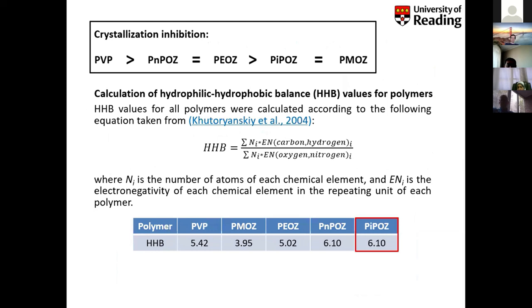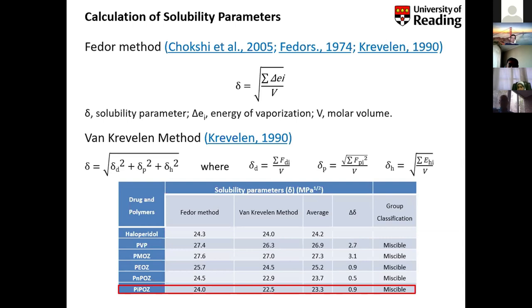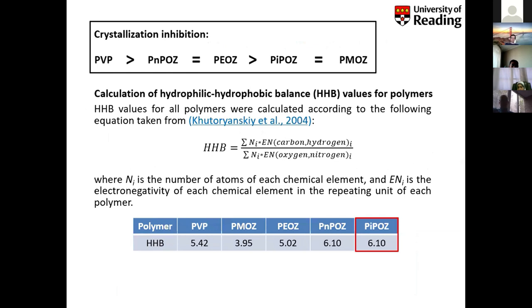And for PI poles, according to the HHB value, PI poles showed a similar value to PEOs and PN poles. According to the solubility parameter, PI poles also showed a similar value to PEOs and PN poles, but actually PI poles is not as good as PN poles and PEOs. Instead, PMOs is as poor as PI poles.